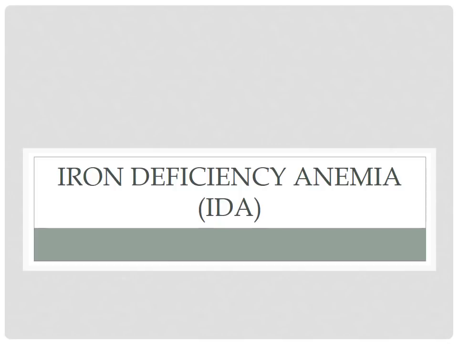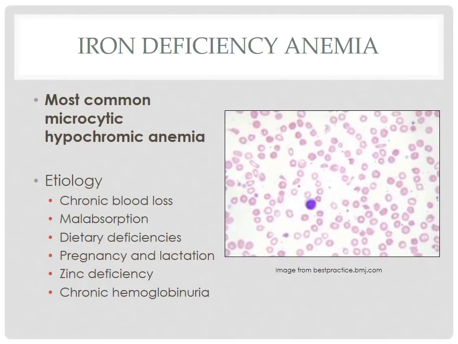Iron deficiency anemias. Iron deficiency anemia, again, remember this is the most common reason to have a microcytic hypochromic anemia, as we discussed earlier. There are several different reasons you could see iron deficiency anemia.